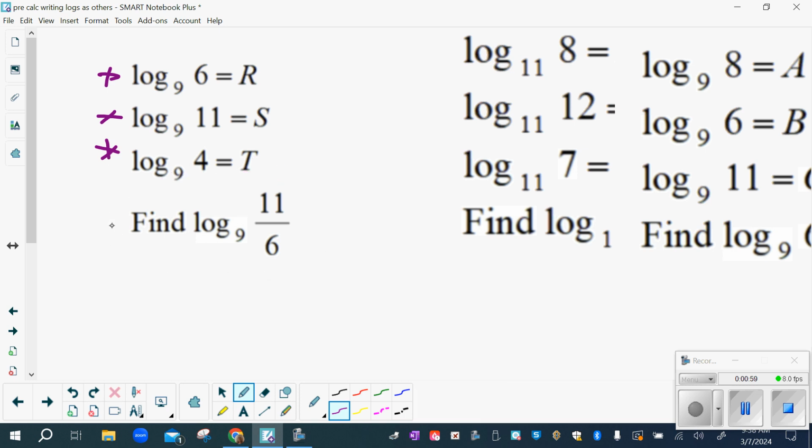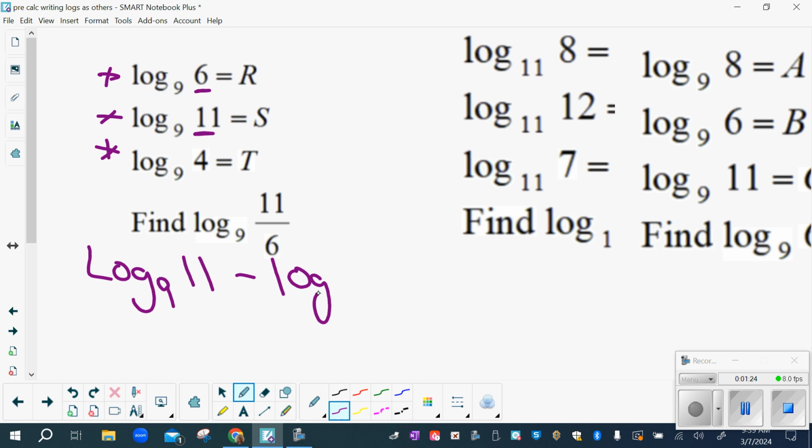So here's what I'm saying. Hey, 11 is one of my choices. That's good. And 6 is also one of my choices. That's good too. So what I'm going to do is rewrite this in expanded form. So I'm going to say log, are you ready? You're going to write this down. Log 9 of 11 minus log 9 of 6. Did I lose anyone with how I did that? Now here's one more time.